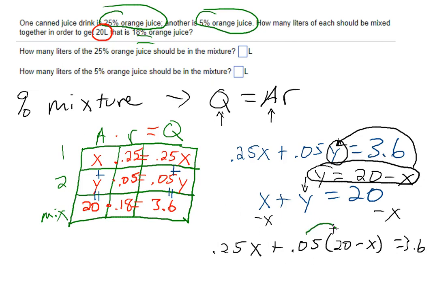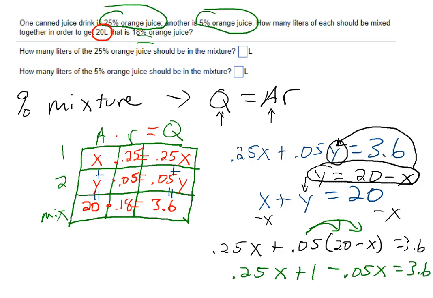So I will distribute the 0.05. It's kind of a weird answer, but you're going to get 1 plus, not plus, why did I put plus? Let's undo that. Minus 0.05x. And this will still be here, 0.25x. So we'll copy that down. And it's still equal to 3.6.